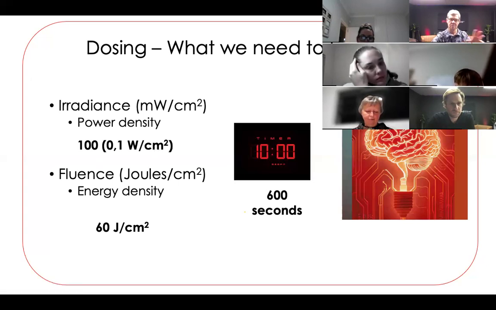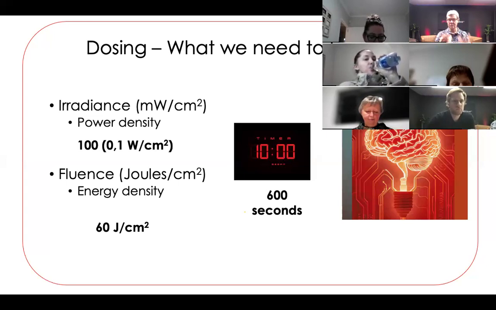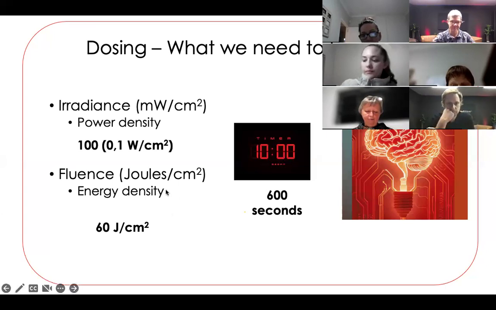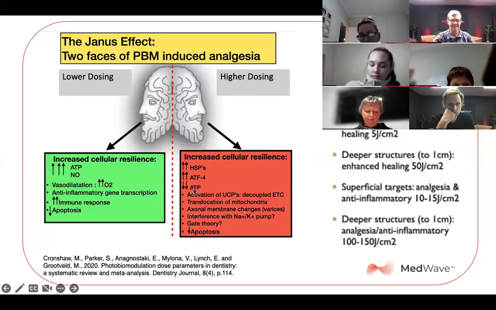And this is more in the context of using an LED panel than it is with a handheld laser. So everything that I'm talking about is much more in the context of the devices, the MedWave devices that we're using. And photobiomodulation and dosing, it's got two faces. It's kind of like a coin with two sides.